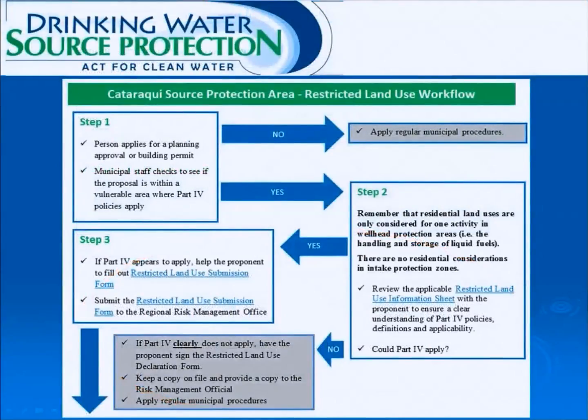After the declaration form has been read and signed by the proponent, keep a copy of the signed form on file. A copy of the signed form must also be provided to the risk management official for their records. Regular municipal procedures will now apply to the application, as source protection concerns have been addressed. If any of the activities identified in the Cataraqui Source Protection Plan will be associated with the proposed development, it is necessary for the municipal staff person to help the development proponent fill out the Restricted Land Use Submission form, which can also be found on the Clean Water Cataraqui website.